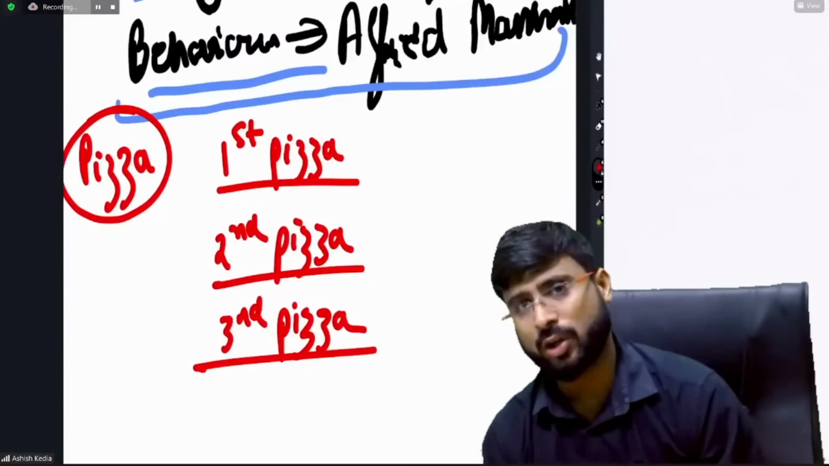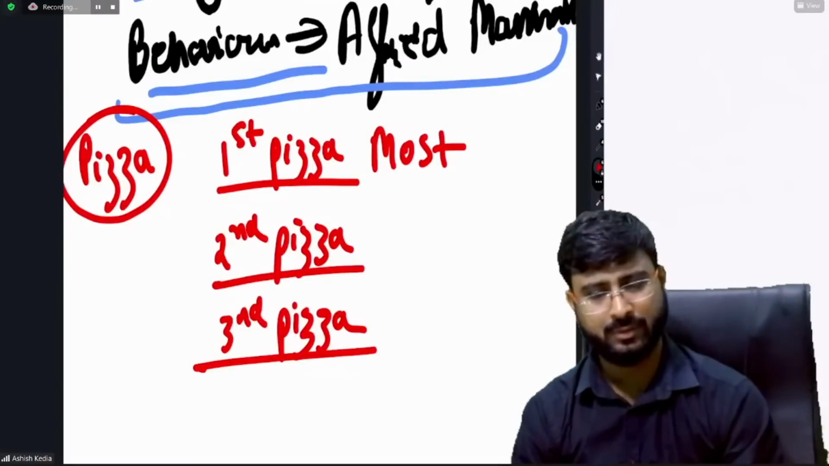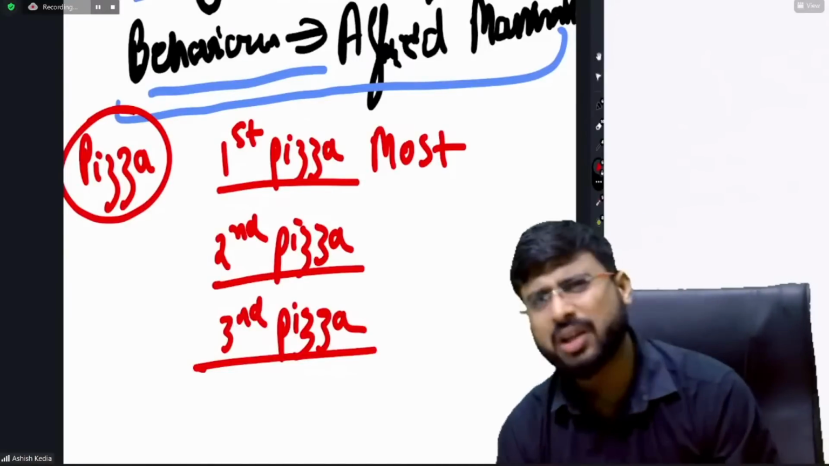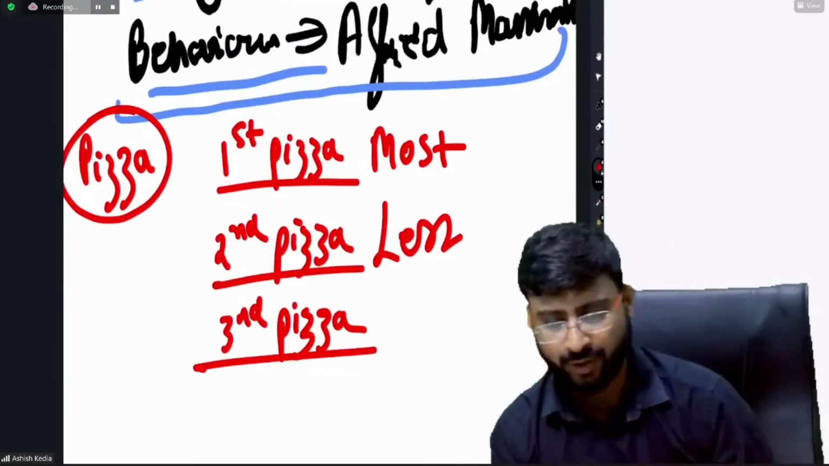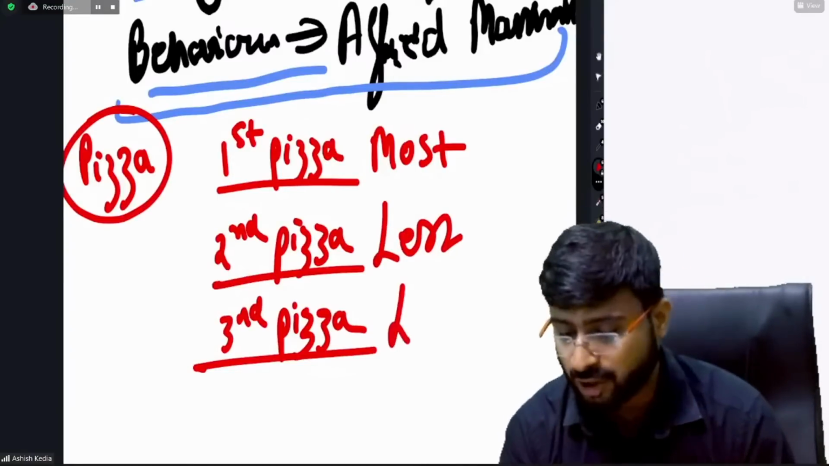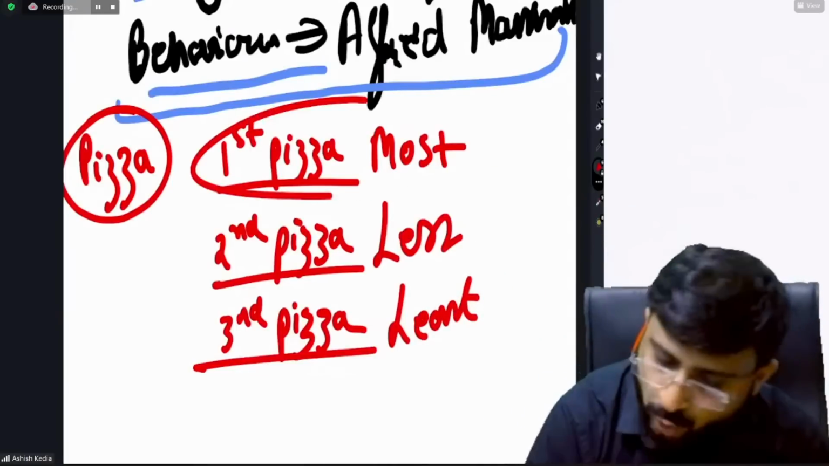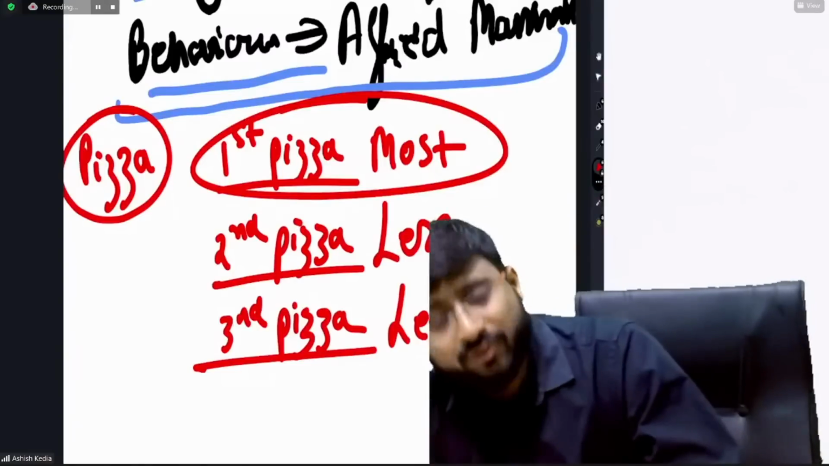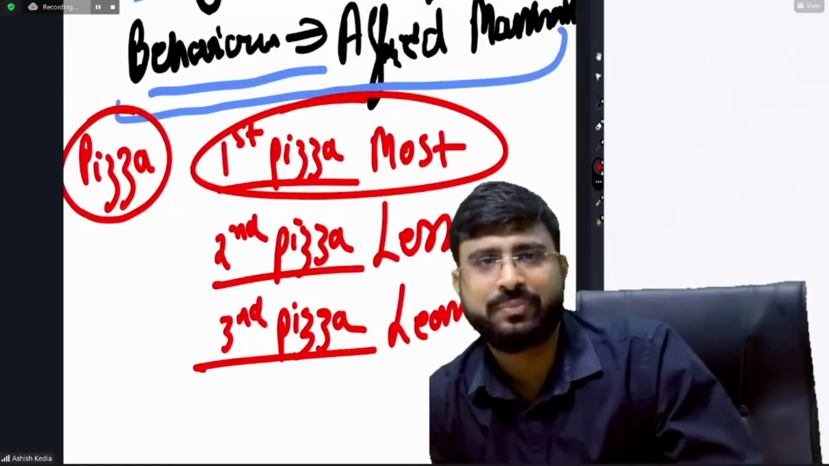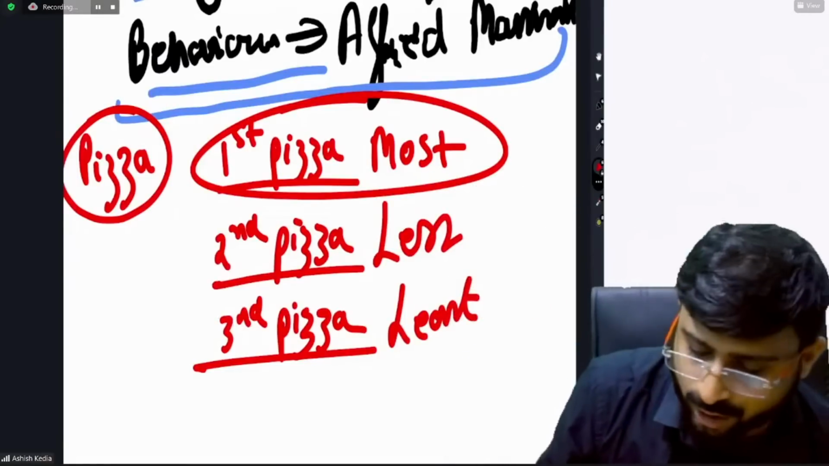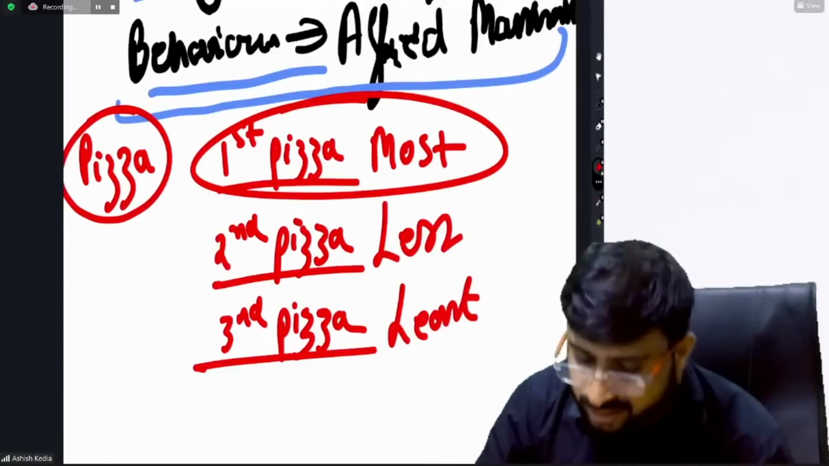When did you like the pizza a lot? The first one you liked the most. The second pizza, you like, but not as much, because your hunger is already taken care of. And the third pizza, you feel like vomiting; you like it the least. This is the law of diminishing marginal utility: as you consume more and more units of a commodity, your willingness or desire to consume any additional unit starts falling.